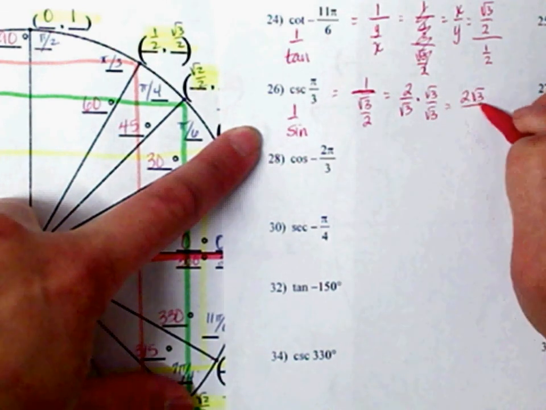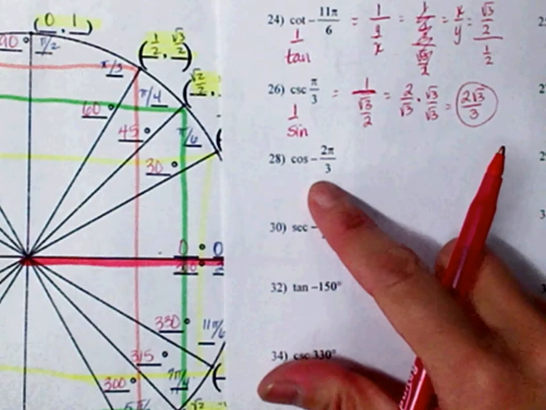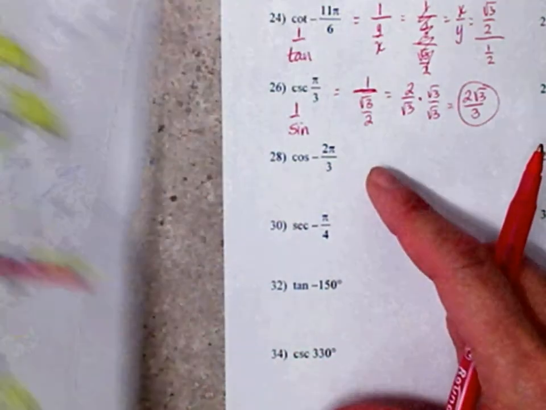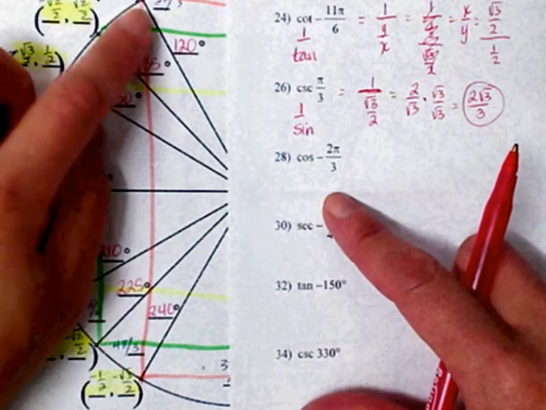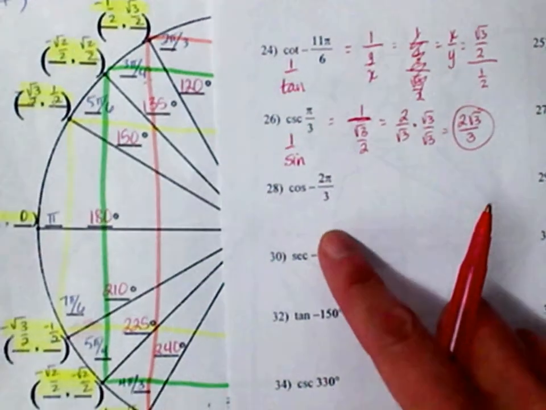Number 28. Cosine of negative 2 pi over 3. 2 pi over 3 is up here. Since it's a negative, we're going to look at this one down here, and here's your reflection. Cosine is always your x value, so this here is just negative 1 over 2.